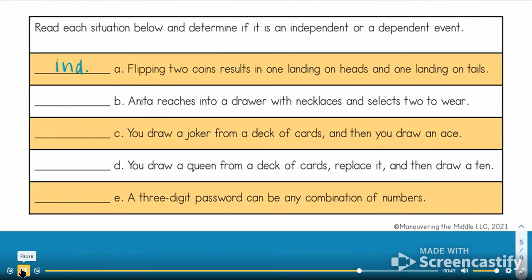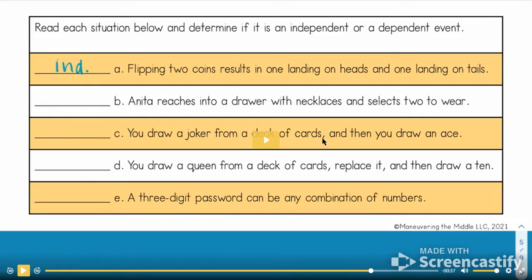No. And I'm just going to abbreviate there. C says you draw a joker from a deck of cards, and then you draw an ace. That's dependent. Why is it dependent? Because it removes your chance of getting another joker. Okay, because I drew a joker from the deck of cards.